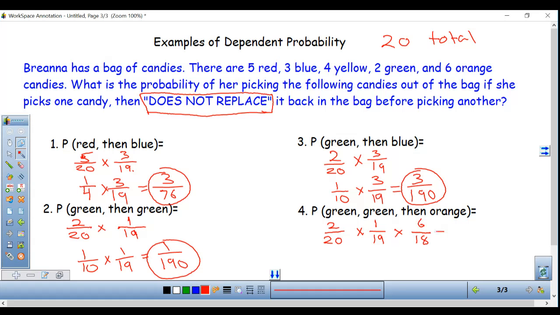And now I can get my answer, but always simplify where you can. 2 over 20 is 1 over 10 times, I can't do anything with 1 over 19. It's got to stay the same. And 6 over 18 simplifies to 1 over 3. 1 times 1 times 1 is 1. And 10 times 19 times 3 is 570. You have a 1 out of 570 chance to grab a green, and then an orange. So this is the difference between independent and dependent probability.